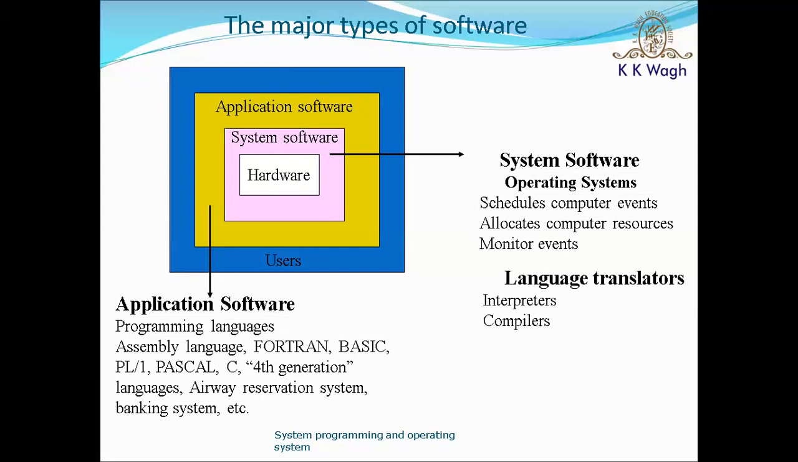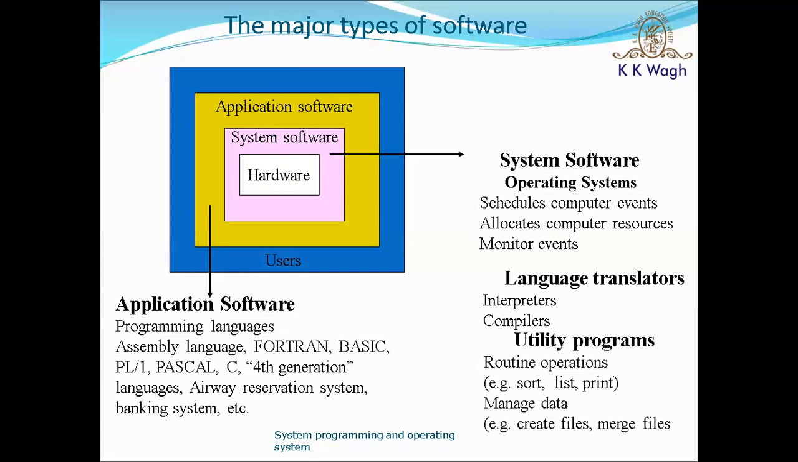Other examples of system software are language translators, for example, interpreters, compilers, assemblers. And other than this, utility programs. Utility programs contain some routine operations which are performed by the users again and again, for example, sorting, listing, printing, managing data, creating files, merging files. Apart from this, antivirus software are also examples of utility programs.